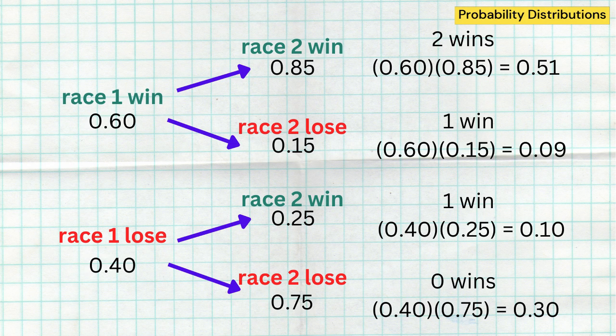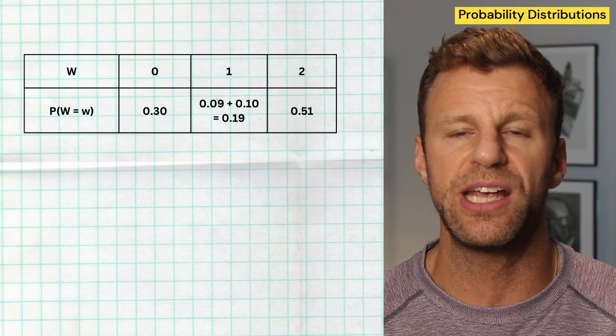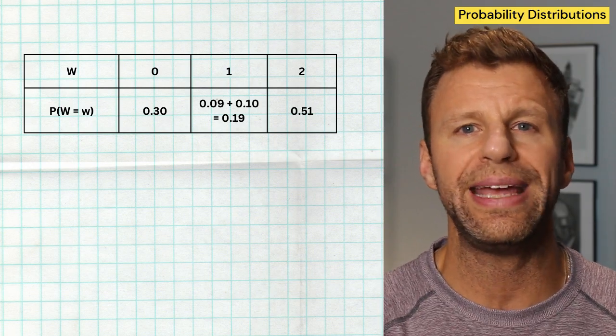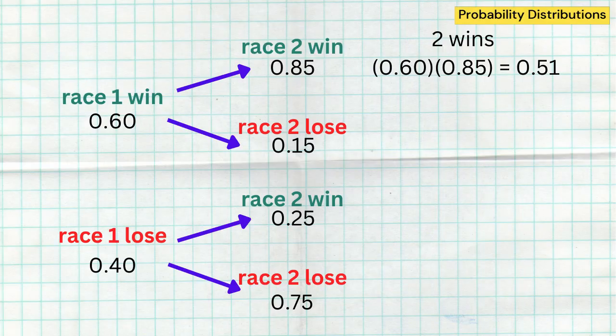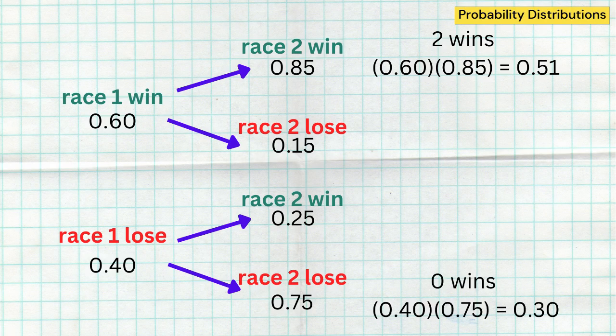So then we could put all this into a table. Again, we have across the top the outcomes for W, how many wins Pepper gets, 0, 1, or 2. And then we could include the probabilities. So to find the probability of 2 wins, she's got to win the first, win the second, 0.6 times 0.85. To get 0 wins, she's got to lose both. That'd be 0.4 times 0.75.